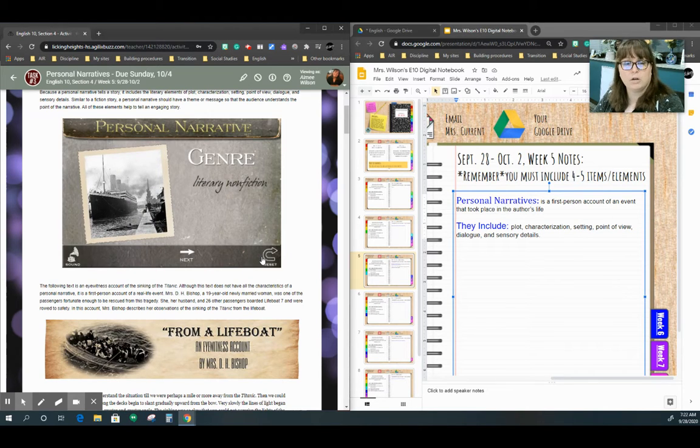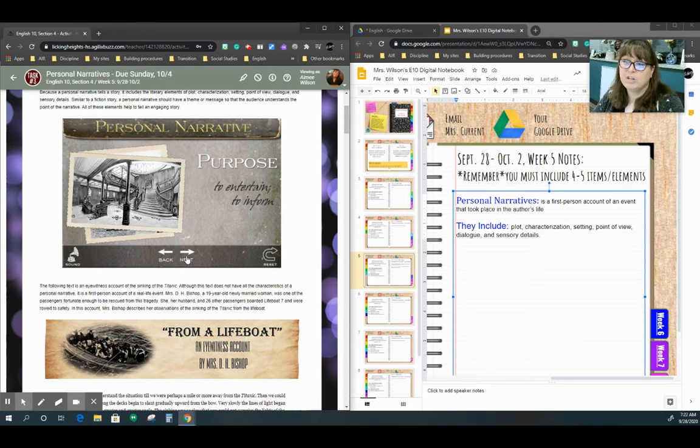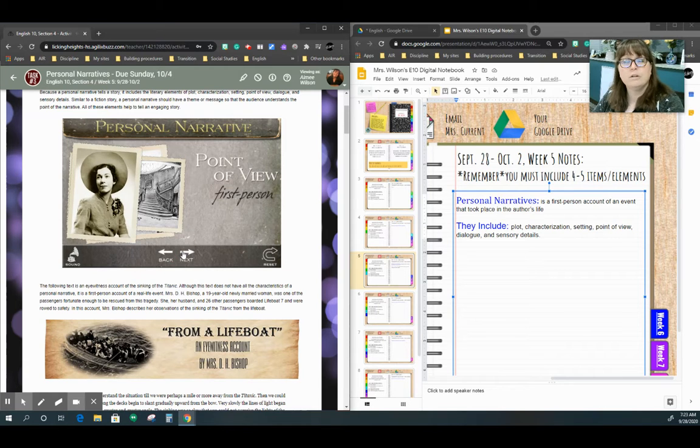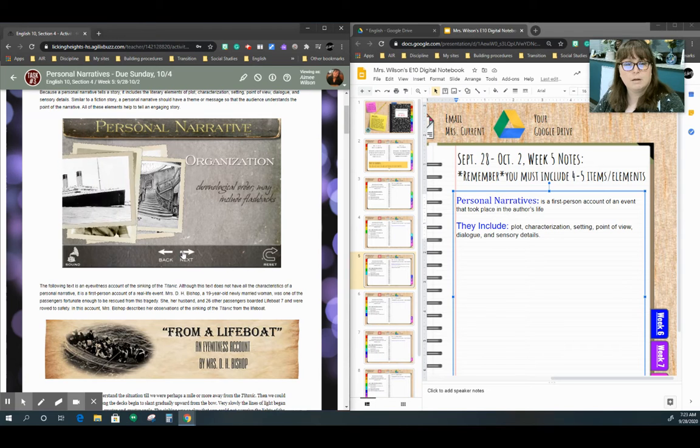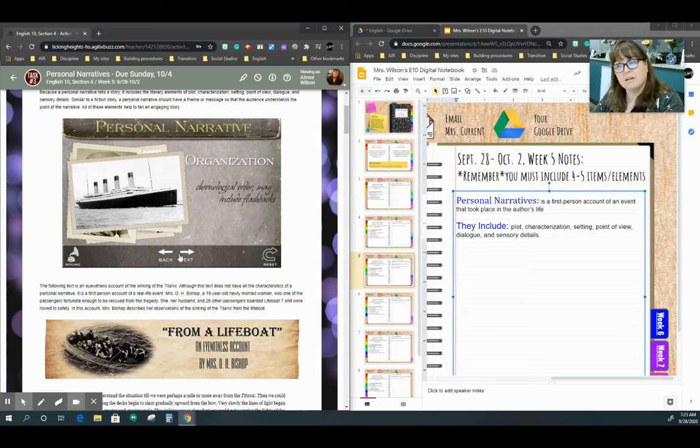Oh, we have music. Genre. So we're looking at literary nonfiction. It's true, but it's in a story form. The purpose is to entertain and inform, so we want it to be interesting but factual. It's told in the first person as it happened to you. It's organized in chronological order, meaning the event happened in order. This happened, then this happened, then this happened.